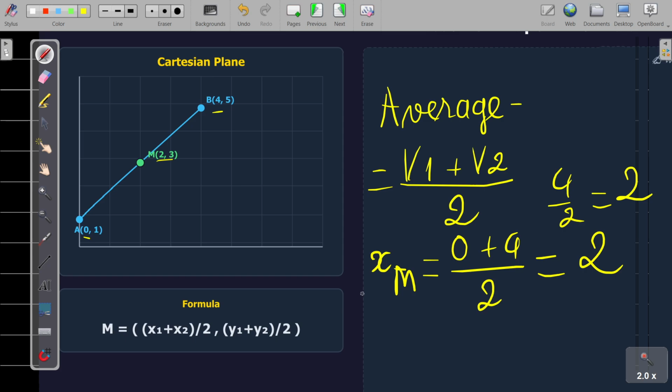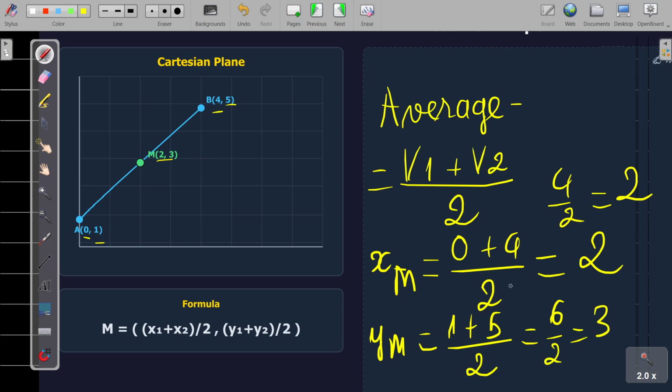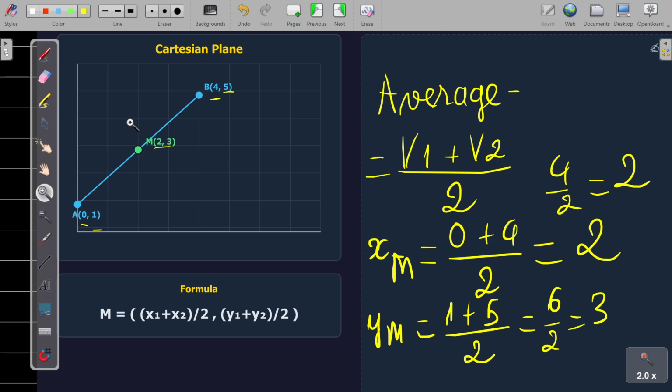We do the same for y. So y coordinate of m should be taking the y coordinate of A plus y coordinate of B, so 1 plus 5 divided by 2. This will be 6 over 2, and this should be 3. And we have our answer. M will be 2, 3, right there, as you can see. It's not that difficult, really. It's just adding things up and then dividing them by 2, and taking the average, really. So I've calculated the midpoint will be 2, 3.